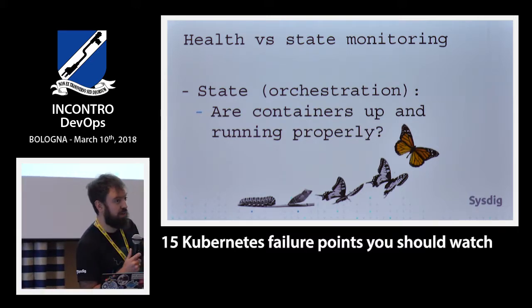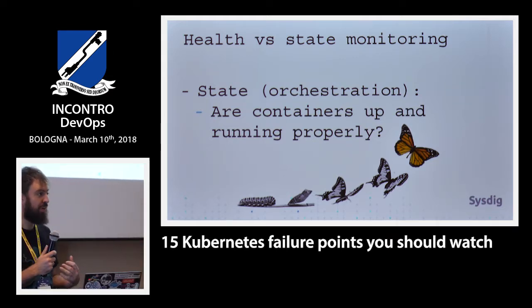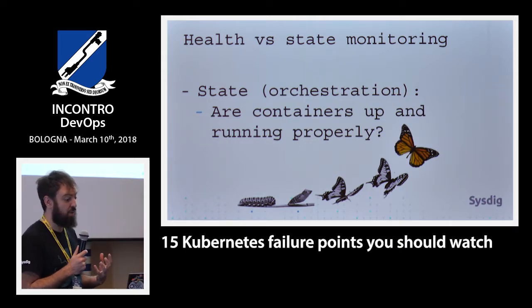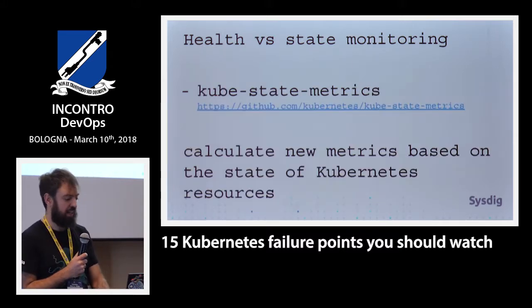We need to know if we are looking at a caterpillar, or a cocoon, or a butterfly, because only Kubernetes knows how things are working properly. So we need to look at the state.